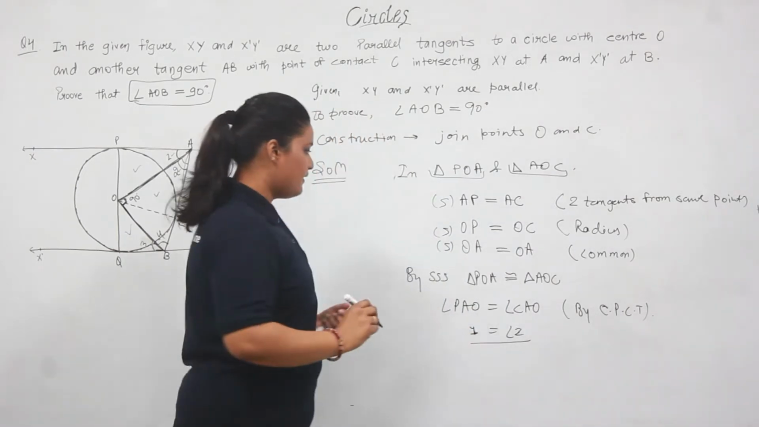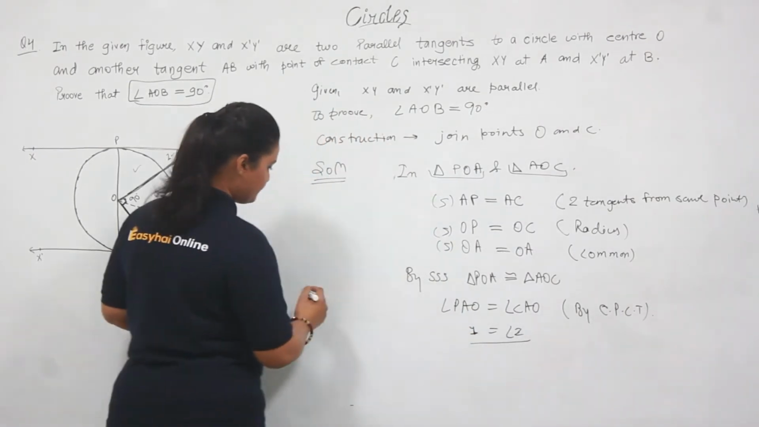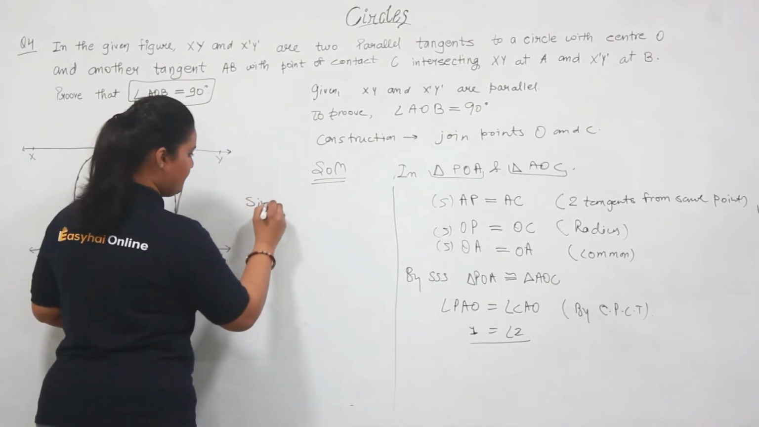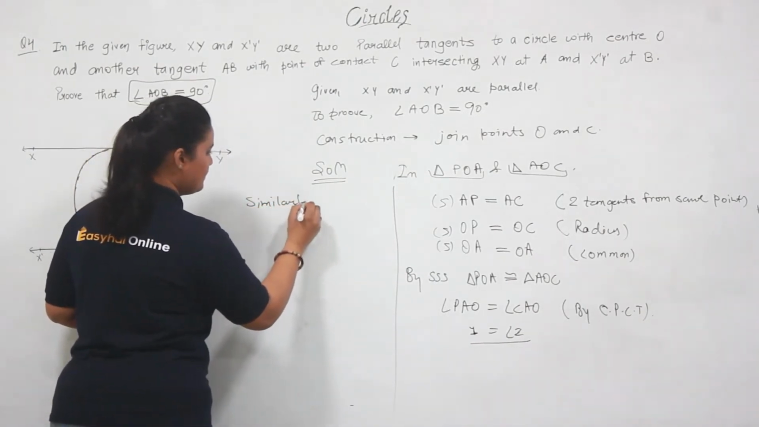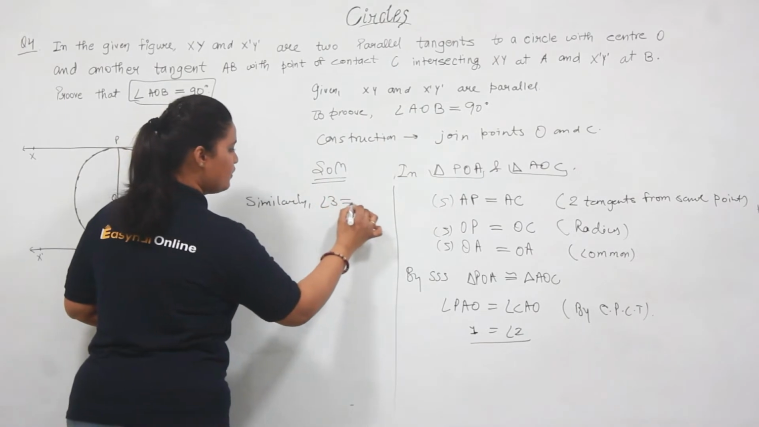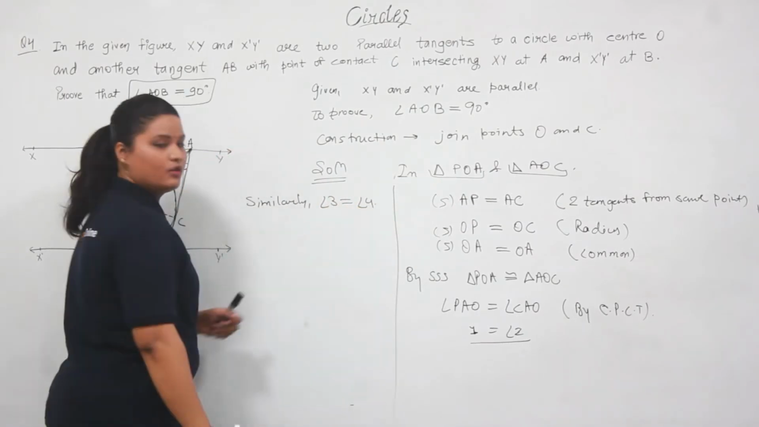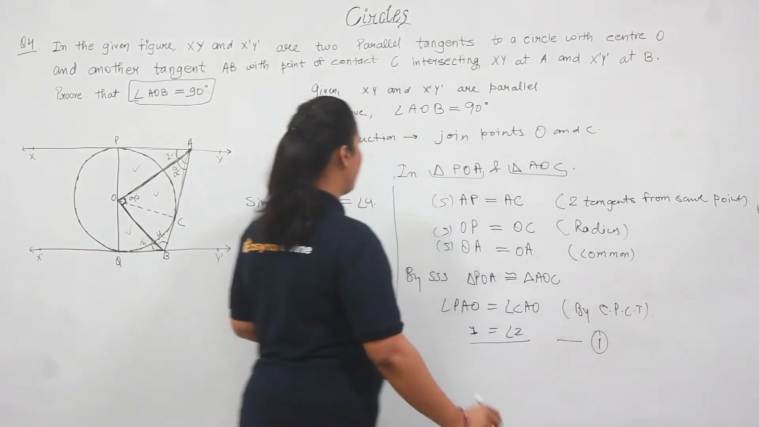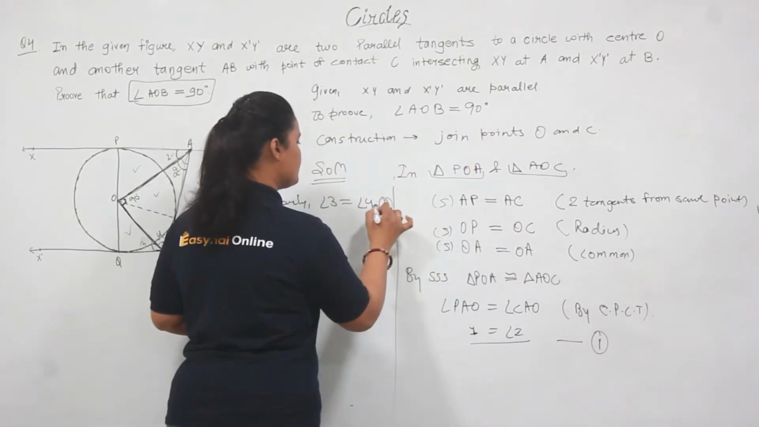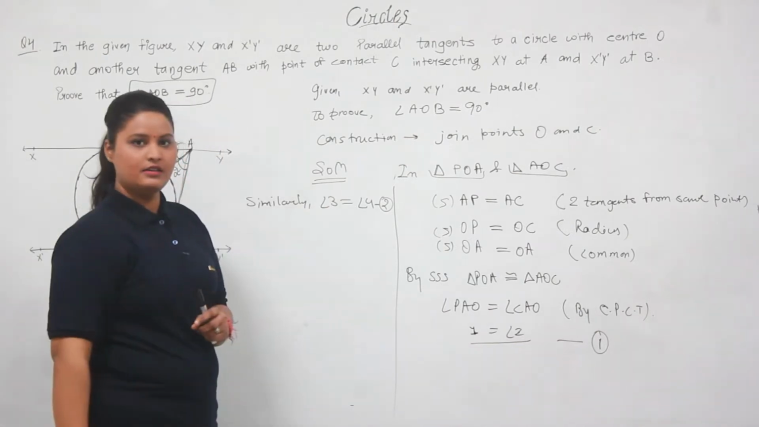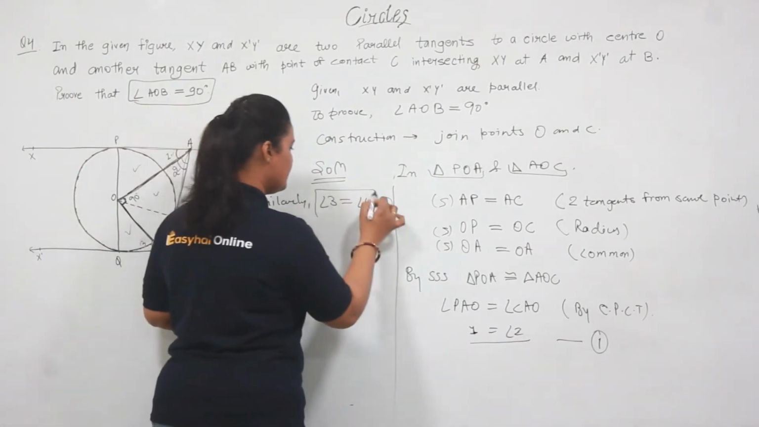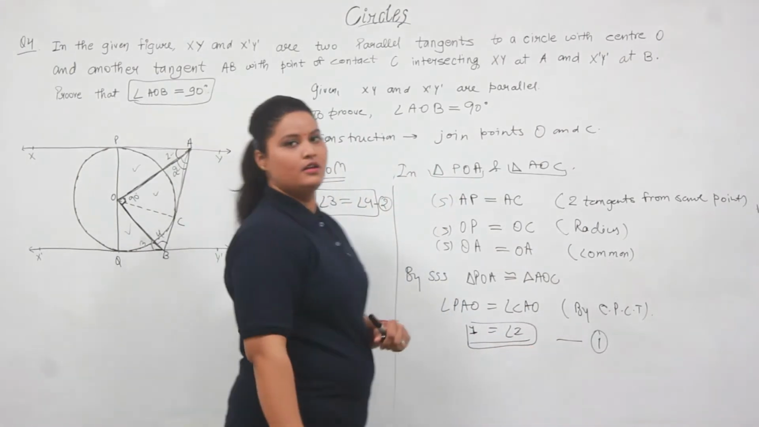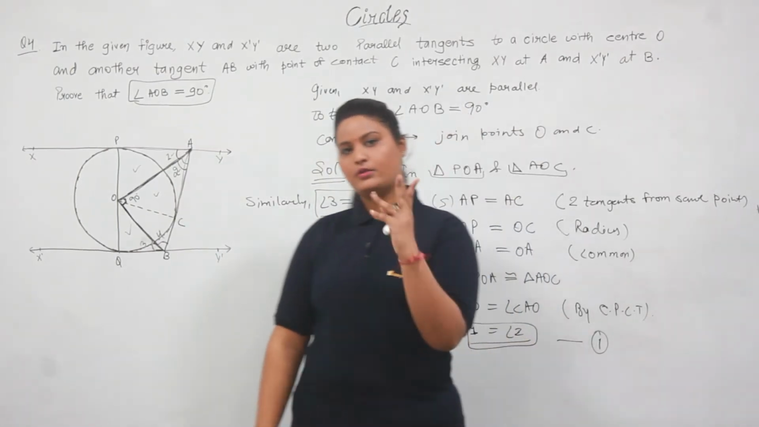Okay, so I will write over here, similarly angle 3 will also be equal to angle 4. Let me give it a name, equation 1, and this is equation 2. Clear? Just keep it in mind that angle 2 is equal to angle 1 and angle 3 is equal to angle 4. Equation 1 and equation 2.